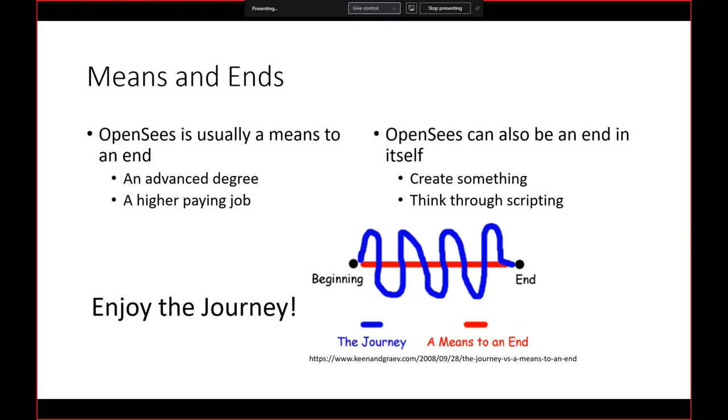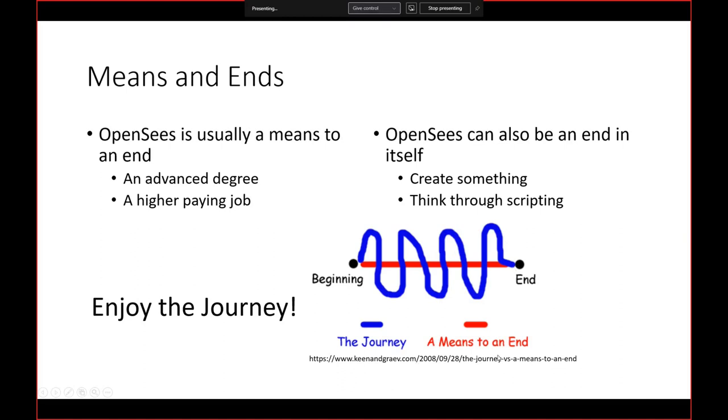So, use OpenSees to create something, to think logically through scripting, build scripts, be creative, right? Put it out there, share it with everyone. It's very enjoyable. So, getting from A to B, or from beginning to end, it's not always a straight line. The journey is the fun part.